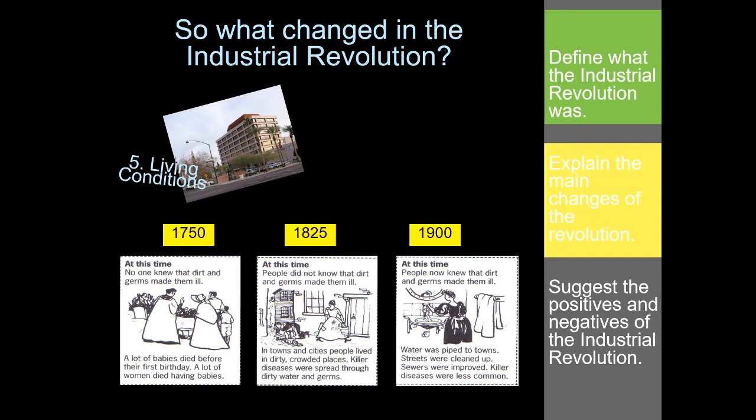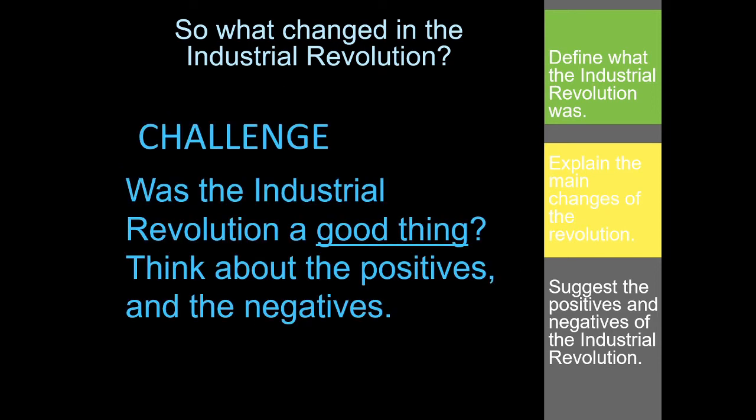Okay, so those are the main changes of what happened in the Industrial Revolution. So I have a special task for you now. Was the Industrial Revolution a good thing or a bad thing? I wonder, could you think of maybe two positives and one negative? You can think of the pictures that we saw in the beginning or any of the changes that we went through there.